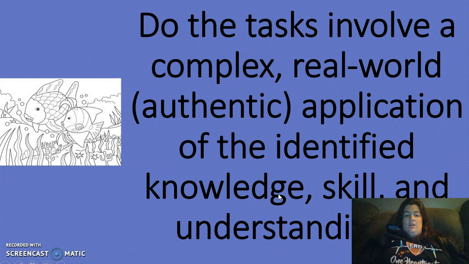Do the tasks involve a complex real-world application of identified knowledge, skills, and understandings? 100%. We focus on trying to make our kids better people for a long time down the road, like we're trying to make better people to join society and things like that. And even in kindergarten, you have to start. So we focused on ways to be a good friend.